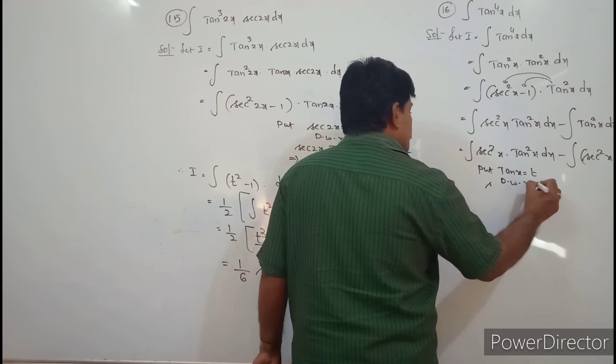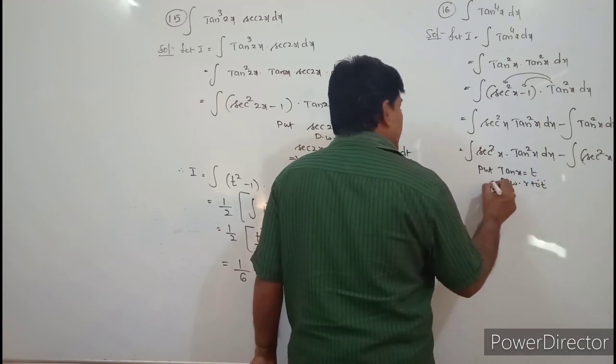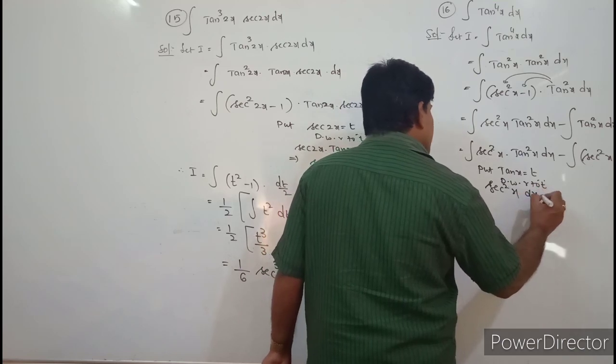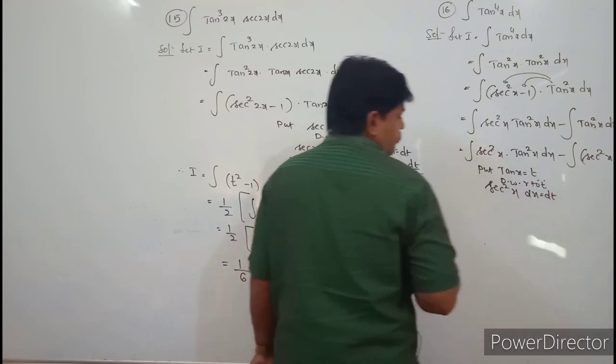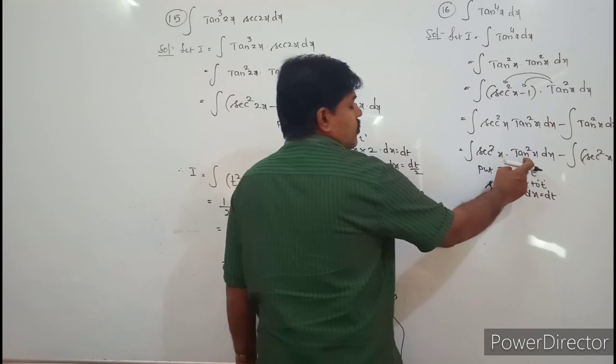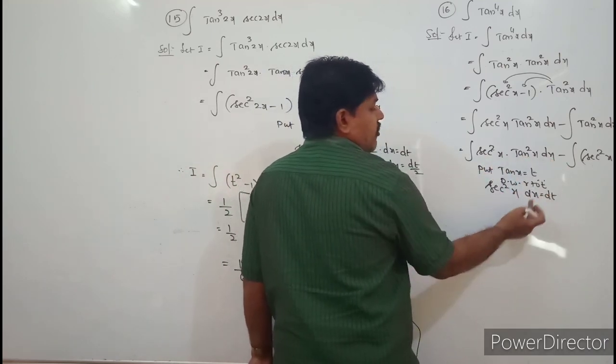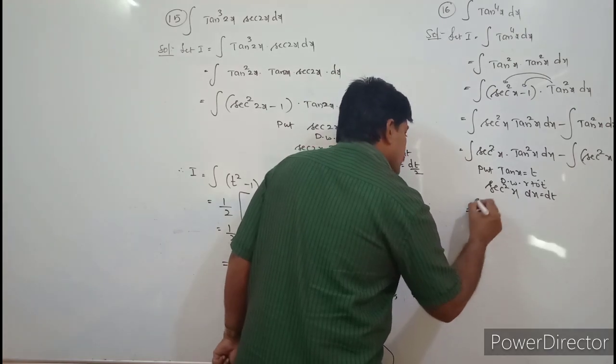Differentiate with respect to t. The derivative of tan x is secant square x into dx, which becomes dt. Tan x is equal to t, so automatically secant square x into dx becomes dt. So what is the problem that will change?